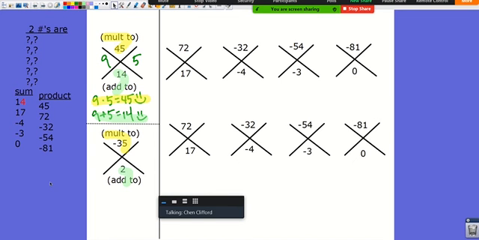Okay, hopefully you guys got 7 and -5. Okay, 7 times -5 equals -35. 7 plus -5 equals 2, and that matches also.